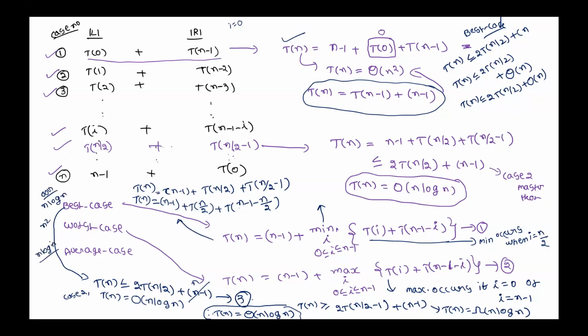But practically, this algorithm is widely used. Why? Because only in the worst case it is not good, but on average it is very good. On average it is n log n only.